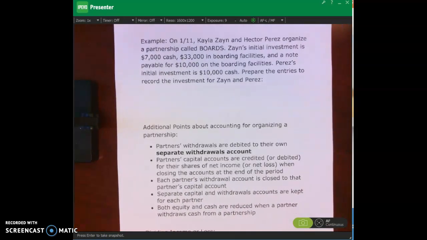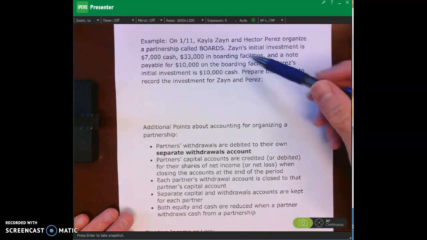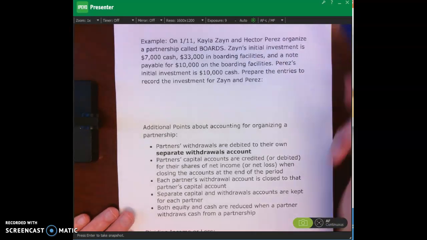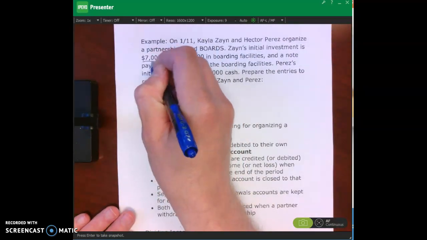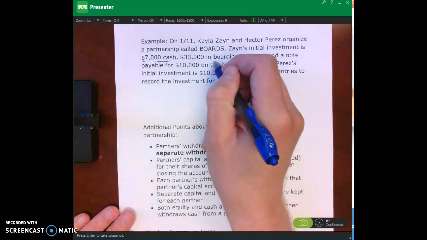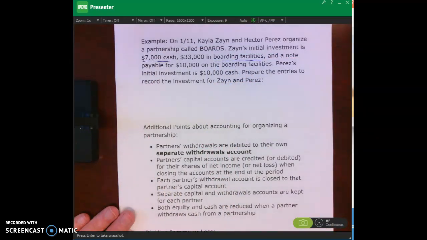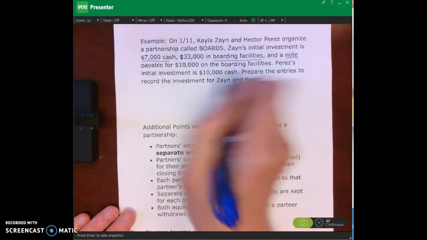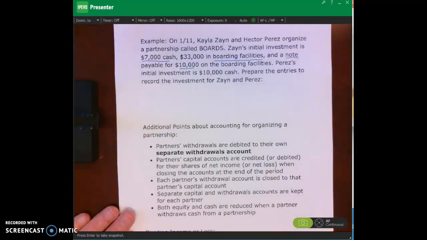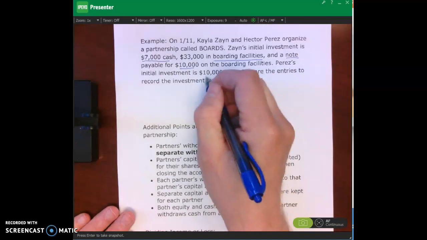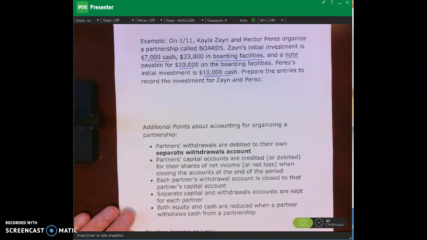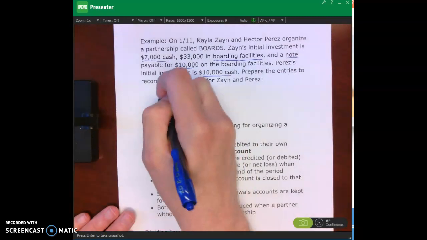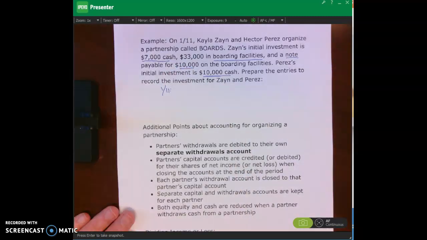They organize a partnership called Boards, and Kayla's initial investment is $7,000 cash and $33,000 in boarding facilities. So she is bringing cash, which is one asset, and boarding facilities, which is another asset, but she's also bringing a liability of $10,000. Hector is just bringing cash. So let's talk about the journal entry.